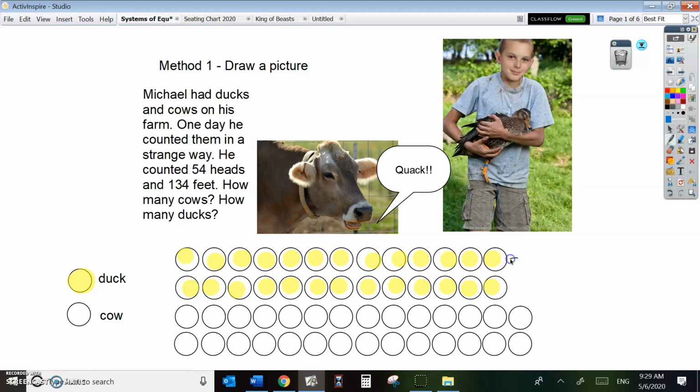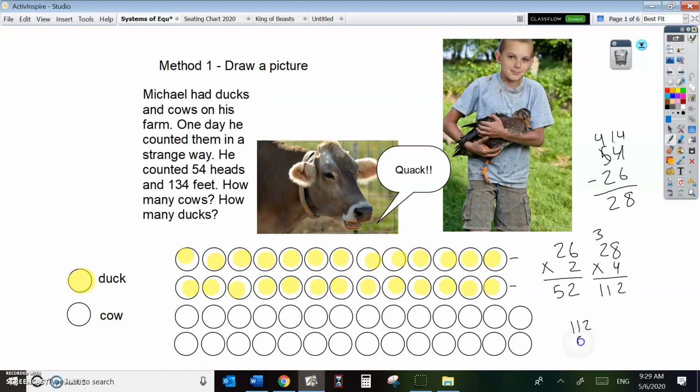So that's 13 there and 13 there, so that's 26 ducks. 26 times 2 is 52. And if we had 54 animals and 26 of them are ducks, then that makes 28 of them cows. So if 28 are cows and cows have 4 legs, that's 112 plus 52, that's 164. And we want to go to 134. So that's too many legs.